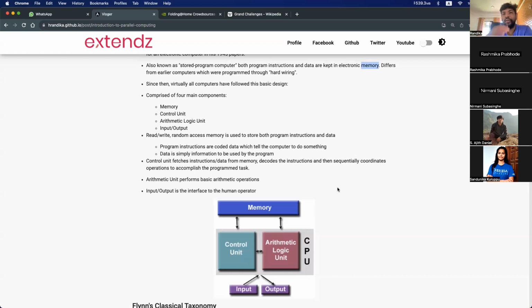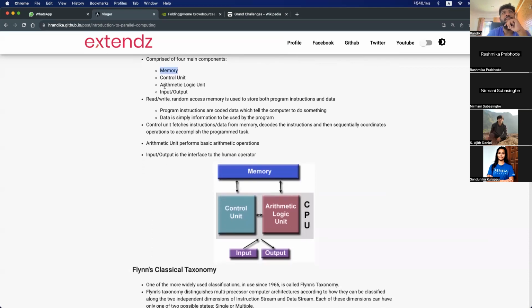Okay, any computer right now, even your phones, unless, as I mentioned, you're using a quantum computer, will be using this basic architecture. So in a classical computing architecture, you will find these four main components: the memory, control unit, arithmetic and logic unit, and inputs and outputs. These are the foremost base components you will find in your computer.